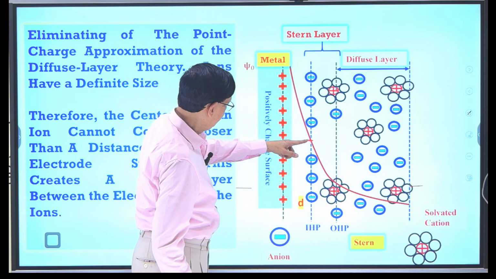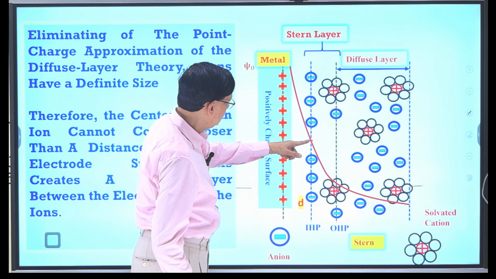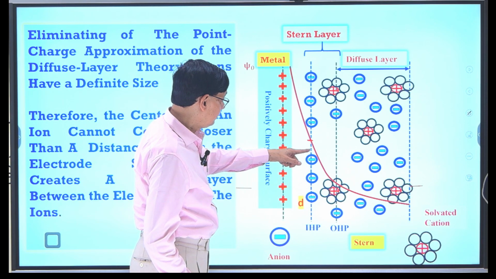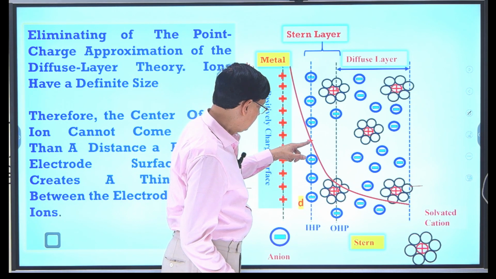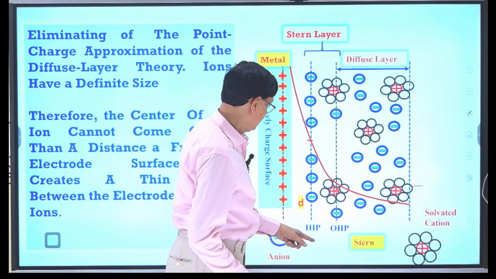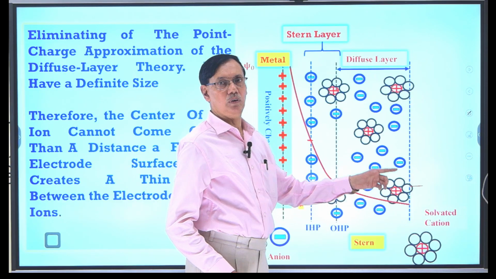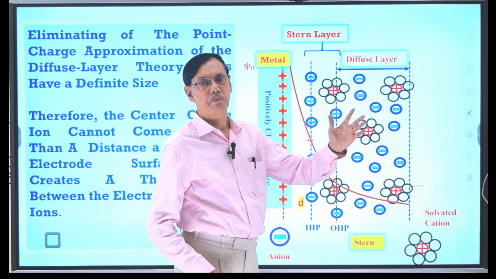This red color. There is a sharp decrease in the potential. And again, in this diffuse double layer, that is also decreased gradually. That is called the exponential decrease.